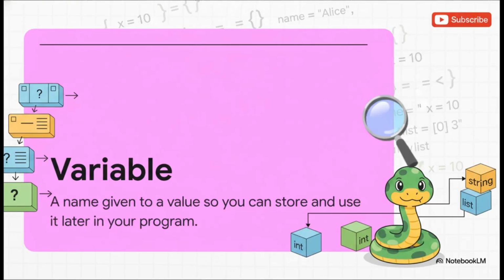Well, the answer is the variable. That's it. At its heart, a variable is just a name, a label that you give to a piece of data. This lets you store it and call it back up whenever you need it. It's the absolute bedrock of memory in your code.